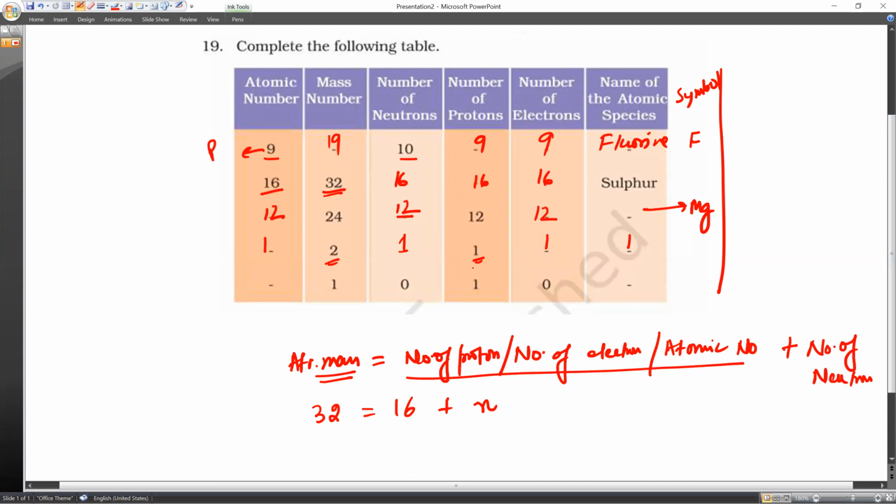And atomic number is equal to this one. Got it? Okay, sir. That's hydrogen.